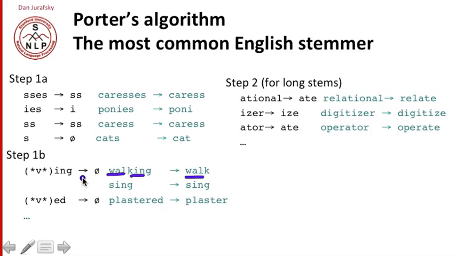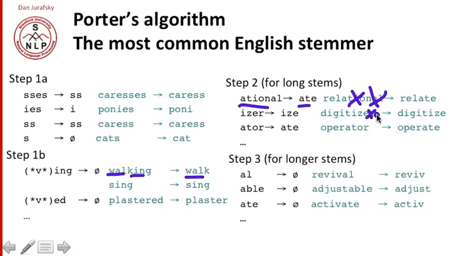And there's lots of other such rules. So ational turns into ate, so we can cross off the al of relational, and the ion, and end up with relate, and izer to ize, and so we cross off the r, and so on. And the rules get even more complicated. So as you get to very long stems, you're going to remove the al of revival and the able of bubble, and so on.